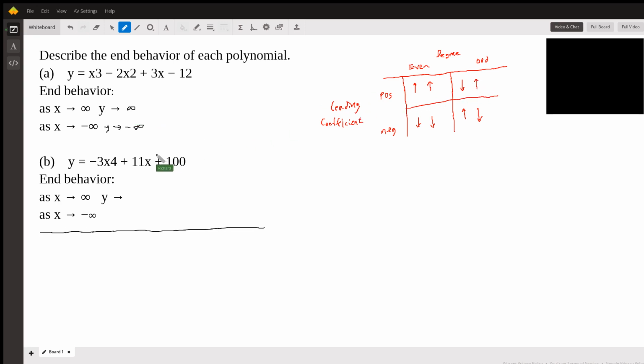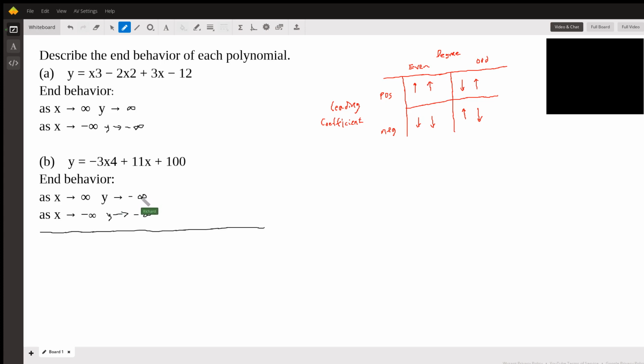Okay. And then now you have to look here. For this one, we have negative and even. So you can see negative and even is down, down. So on the left, as x approaches negative infinity, y would also approach negative infinity. And on the right, as x approaches infinity, y would approach negative infinity as well.